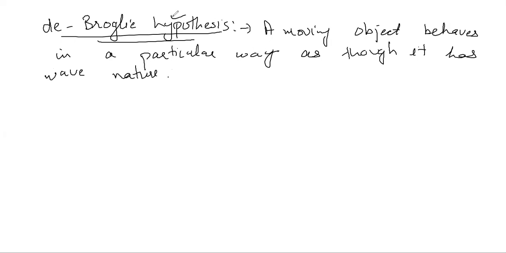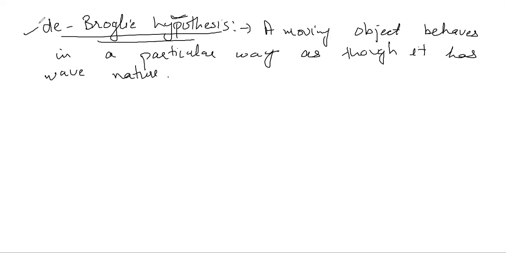First of all, it was a hypothesis. It's not a hypothesis now because it has been verified experimentally. But when de Broglie proposed this, there was no experimental evidence to support what he was saying, and hence it was a hypothesis at that point of time. After he proposed this hypothesis in 1924, in 1927 this was proved experimentally, and this was finally verified.